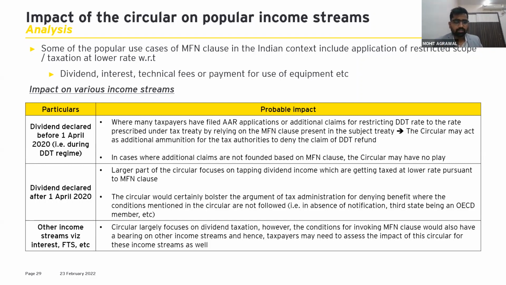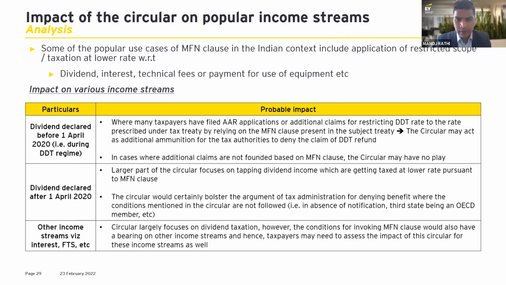Again, as I mentioned, even though the circular is focused on dividend, the restrictive conditions that have been framed would have an impact on other passive income streams like interest, FTS, royalties, etc. And while invoking any benefit via an MFN clause, the taxpayers may need to assess the impact of the restrictive conditions, and would need to strategize their strategy with respect to how they want to claim the lower tax rate or the restrictive definition of any income which is there in the other treaties.